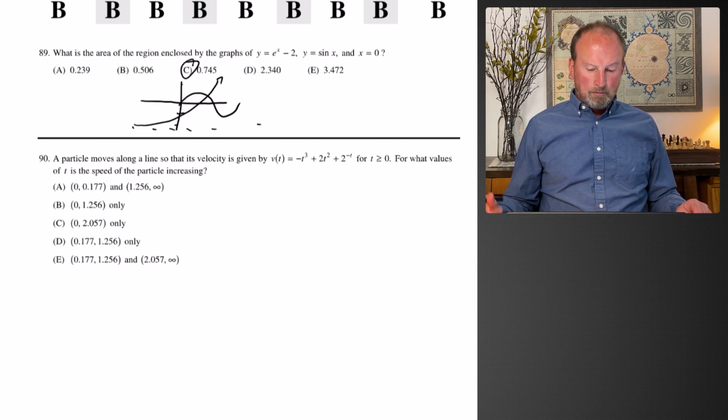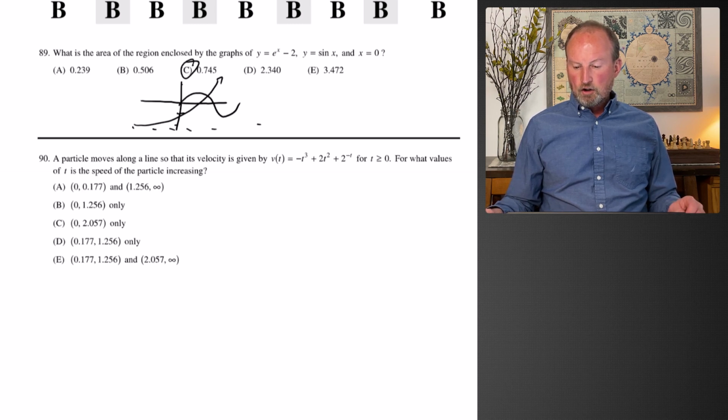Okay, question number 90. Particle moves along the line so that its velocity is given by that equation. When is the speed of the particle increasing? Okay, there's a couple ways of doing this. One way is fairly heavy calculator dependent. And I guess the other way is also, but I'm going to do something a little different.